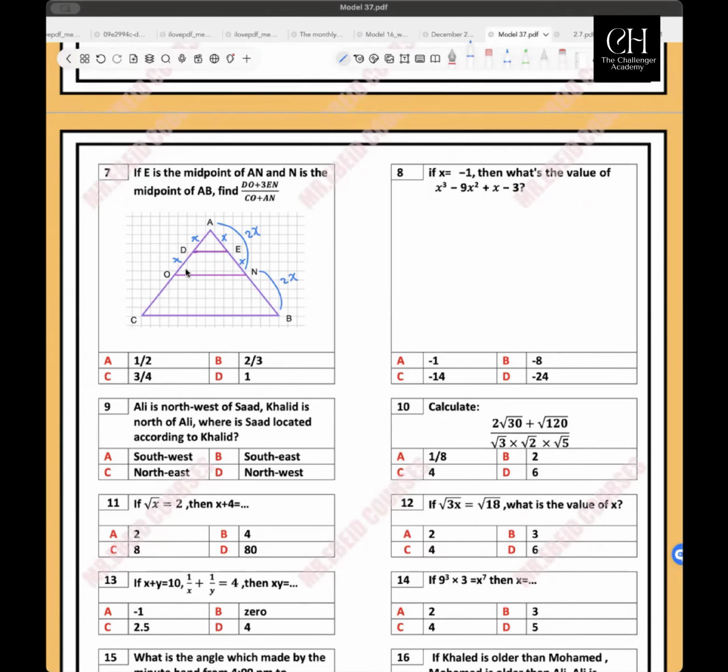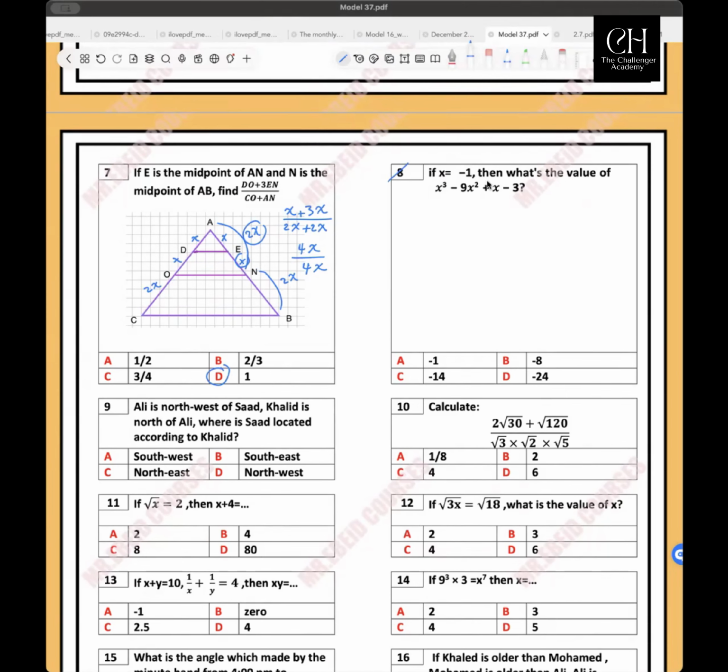Now calculate DO, which equals x, plus 3EN, EN which is x, so it's 3x, over CO, CO, this is 2x, plus AN, all of AN equals 2x. Now we have x plus 3x which equals 4x, and 2x plus 2x which equals 4x, 4x over 4x which equals 1. Let's move to question 8.